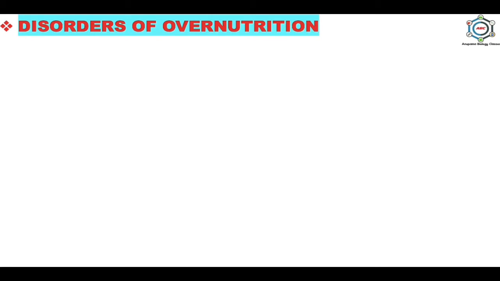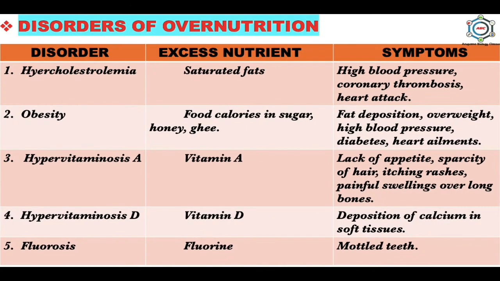Now the disorders of overnutrition. Here there are many disorders. First one is hypercholesterolemia, which is caused by excess saturated fats in nutrients, and the symptoms are high blood pressure, coronary thrombosis, heart attacks, etc. Second is obesity, which is caused by excess food calories in sugar, honey, ghee, etc.